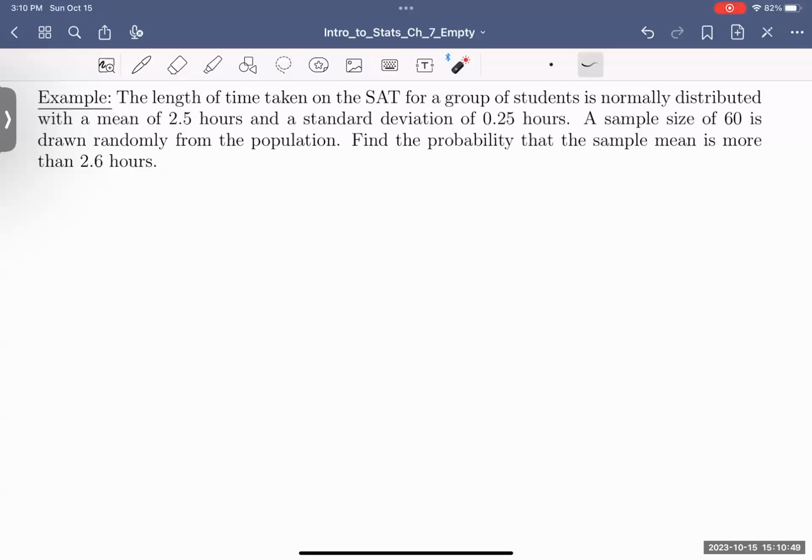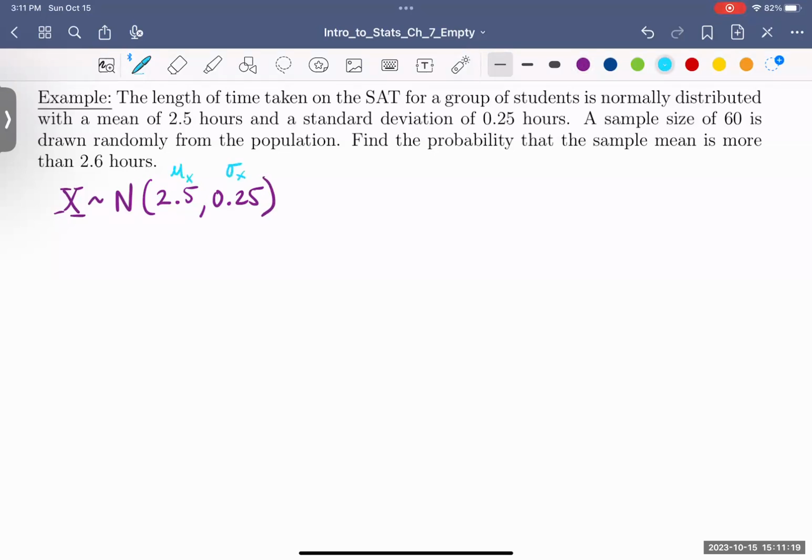The length of time taken on the SAT for a group of students is normally distributed with a mean of 2.5 hours and a standard deviation of 0.25 hours. So this time they gave us an actual distribution for the regular X. We're just talking about a randomly selected student taking the SAT. There's a mean of 2.5 and a standard deviation of 0.25, or 15 minutes. This is our mu sub x and this is our sigma sub x that go with that normal distribution. A sample size of 60 is randomly drawn from this population.